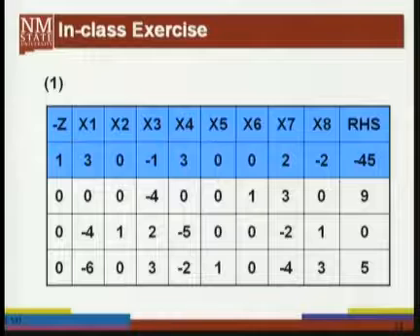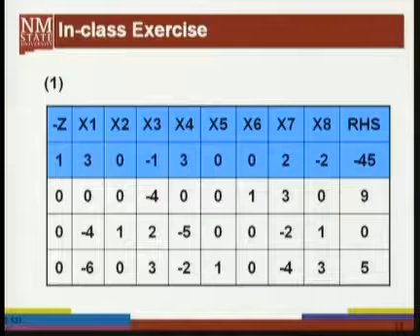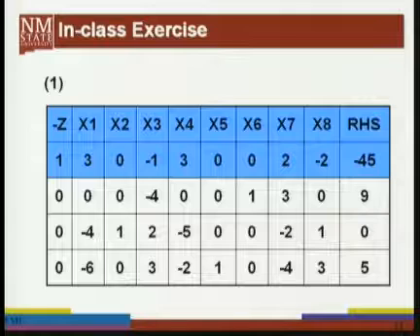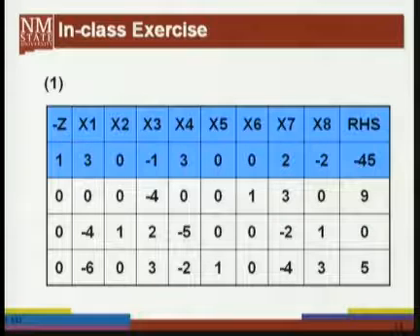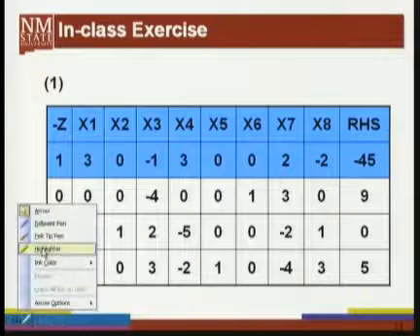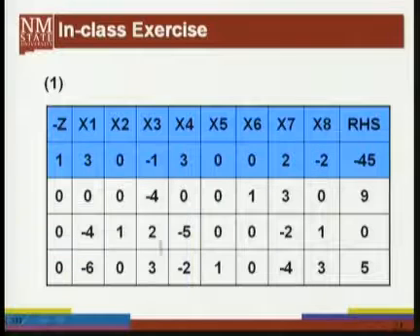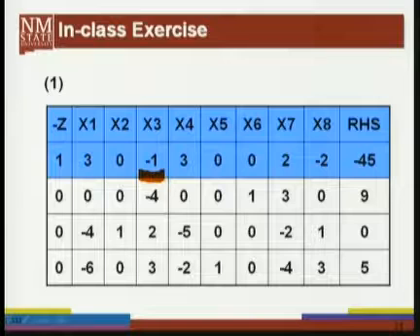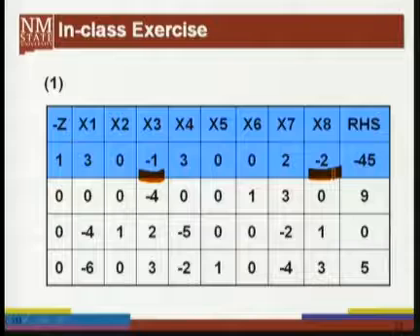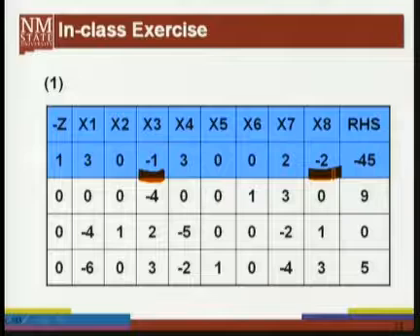Okay. Let's take the first case. What can you say about this Tableau? Is this an optimal Tableau? No, because we have two negative reduced costs, right? Let me use the highlight pen. Here, the X3 variable and X8 variable have negative reduced cost, which means either of them, X3 or X8, should enter the basis, right?